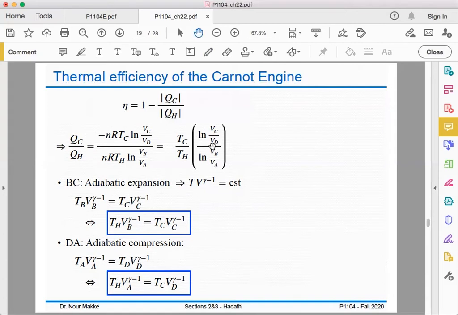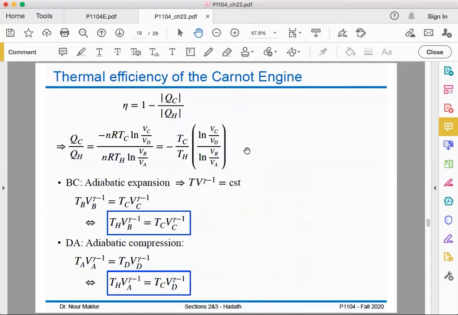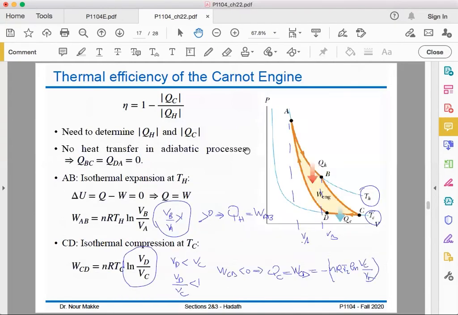But at this stage, we still have some work to do because VC, VD, VA, and VB are all unknown, as you can see here. On this Carnot cycle, we only know two variables, which are TC and TH. Those are the only known variables. These VA, VB, VC, and VD, we introduced them, and so they are still unknown. So we have to find a way to express these volumes as a function of the temperature. We need to find a relation between temperature and volume, because we have the volumes VA, VB, VC, VD, and we need to express them in terms of TH and TC.